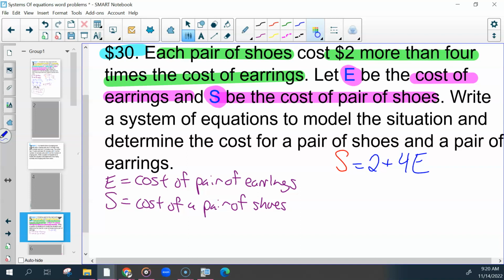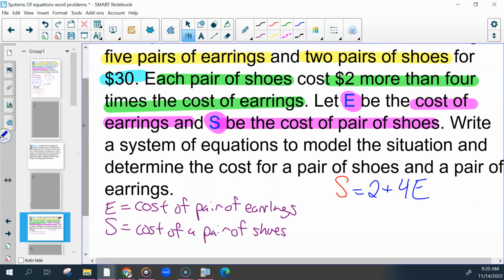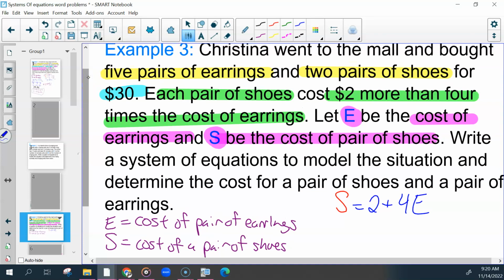Okay, so we have one of our equations, we need the other. The numbers that are given are going to help us find our other. 5 pairs of earrings, 2 pairs of shoes for $30. How would we write that?